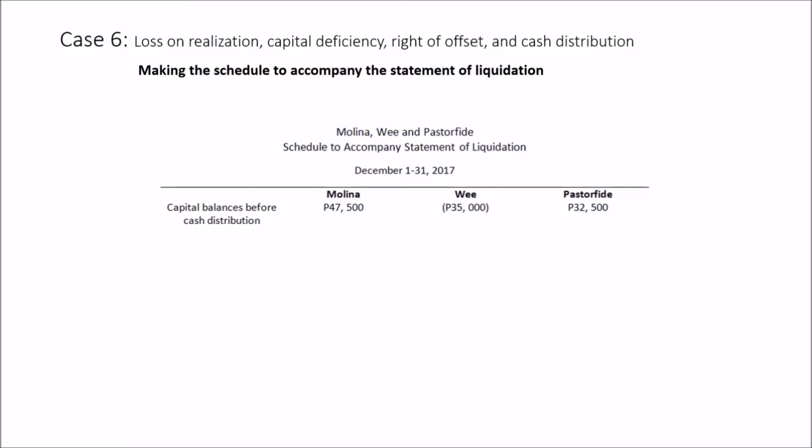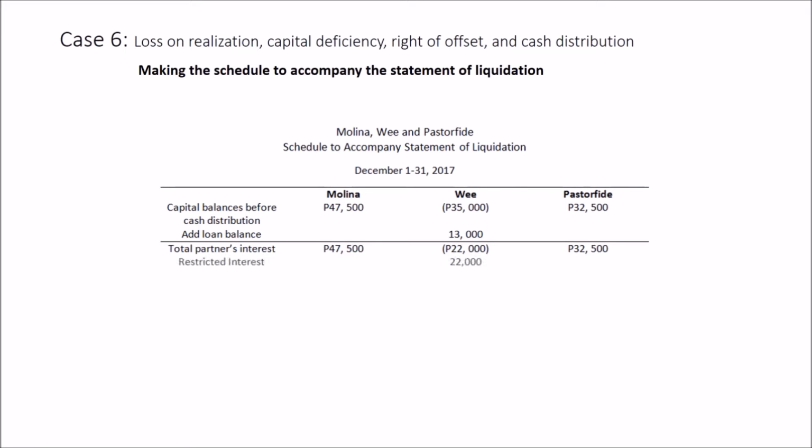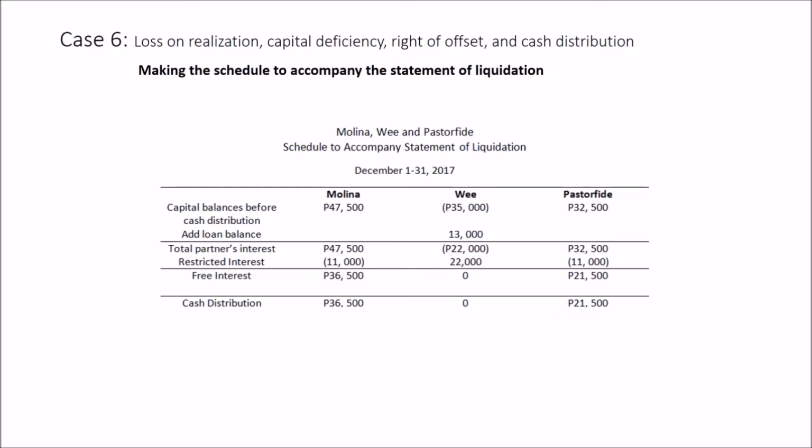Total partners' interest is reduced by the restricted interest for possible losses, in case the deficient partner fails to pay his deficiency. Restricted interest for possible losses shall continue up to the point when deficiencies or debit balances in capital are eliminated. When deficiencies are eliminated, balances shall be called free interest, amounts to be paid to partners to apply first on loan, then on capital.